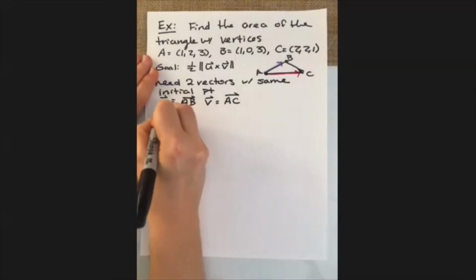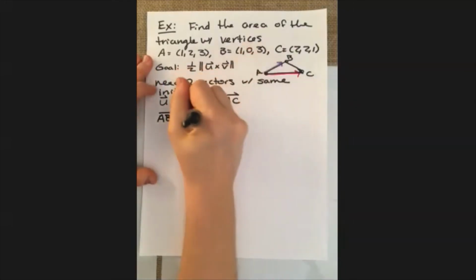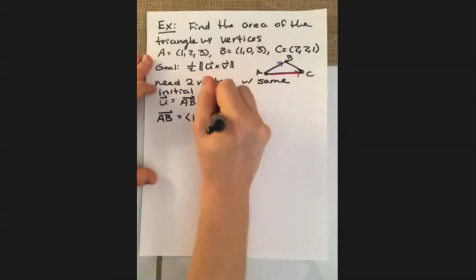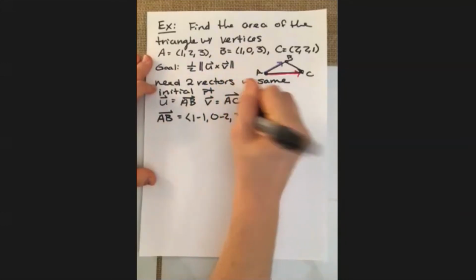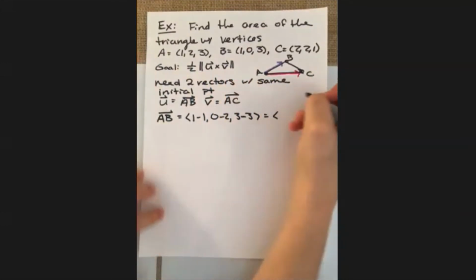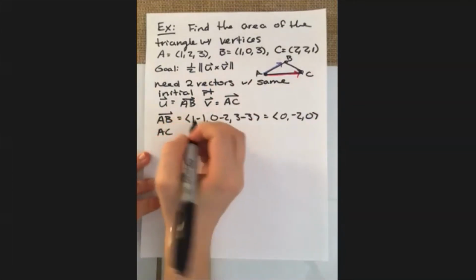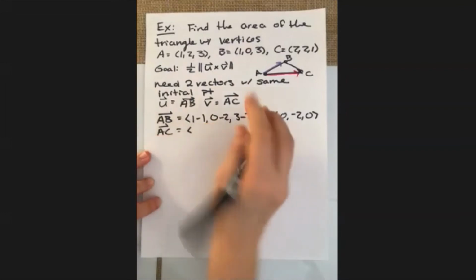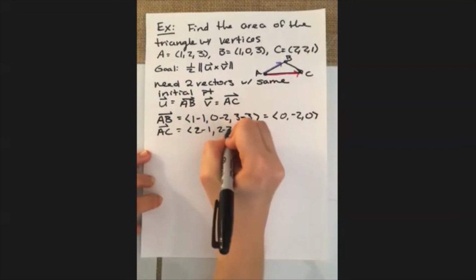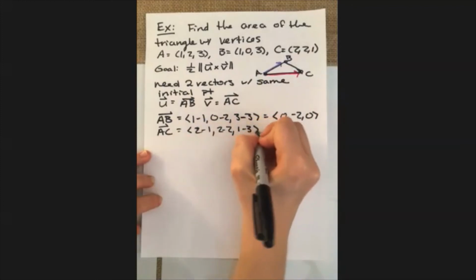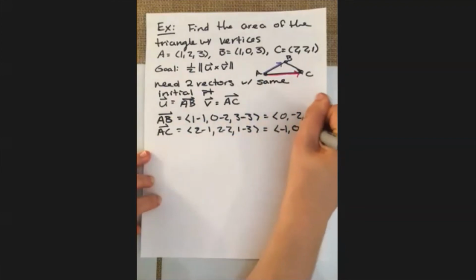So AB is determined by taking the difference in the components of B and A. So we get 1 minus 1, 0 minus 2, and 3 minus 3. So AB is just equal to 0, negative 2, 0. And then similarly for AC, we take 2 minus 1, 2 minus 2, 1 minus 3, and that is just equal to negative 1, 0, negative 2.